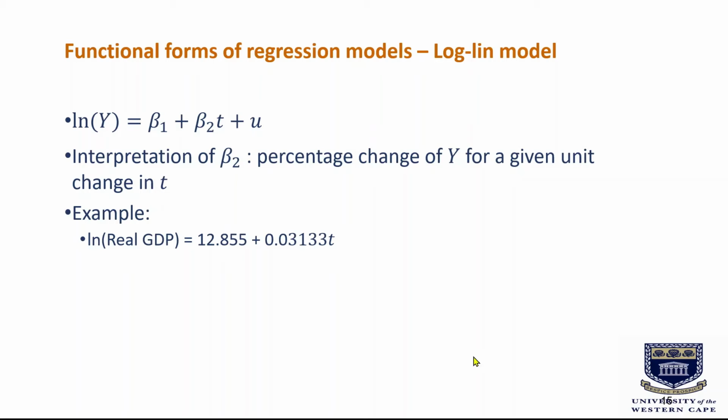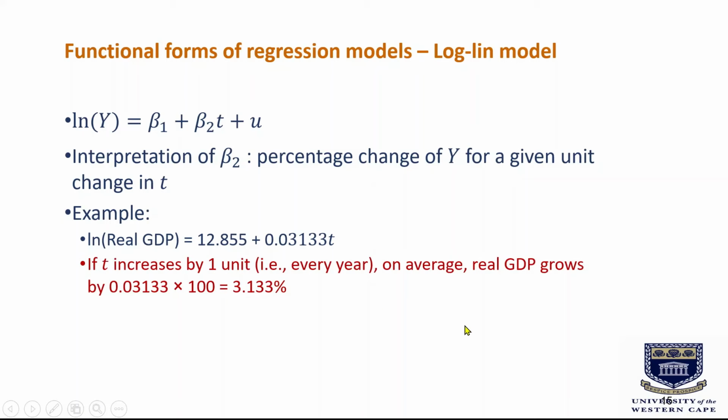So how do we interpret the beta 2 hat over here? Well, if t increases by 1 unit, in this case we have annual data, then on average real GDP grows by 3.13%. So notice here we have to multiply by 100 to have this interpretation, right? And this is an average growth rate, right? As suggested here. This is what you're estimating here. Average growth rate of 3.13% for GDP.